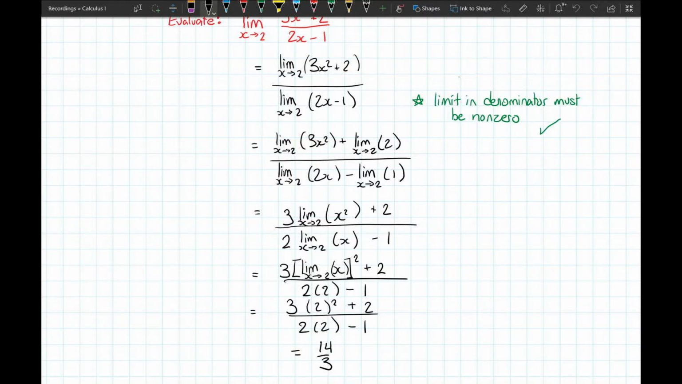Now, of course, you may have noticed that if we were just to have defined a function, f of x equals 3x squared plus 2 over 2x minus 1, then f of 2 produces exactly the same result of 14 over 3. So why did we have to use limits after all that if we could simply have plugged in a 2? Well, good news is we can turn that into a theorem.